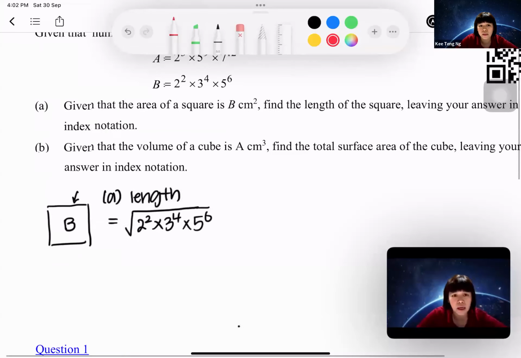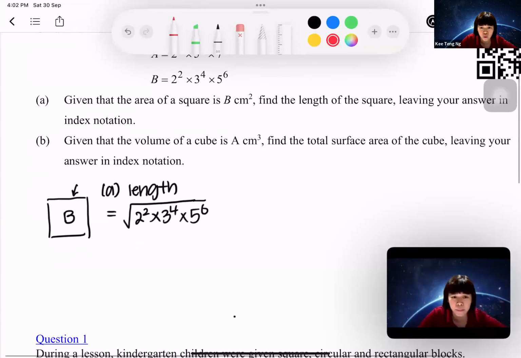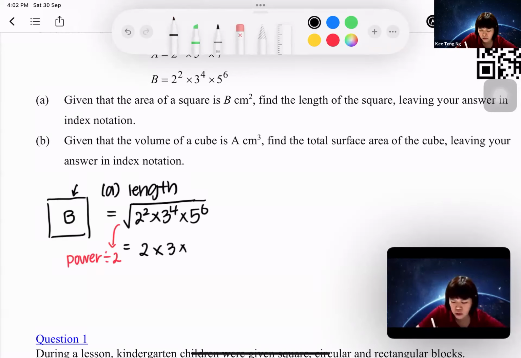Now, when we take the square root, do you all know what happens to our power? Anyone remember? Okay, if not, I'll just say the answer. When we take the square root, the power divides by 2. If you take the cube root, then the power will divide by 3. But the base and everything stays the same, so it's still 2, 3, and 5. But now the power divides by 2.